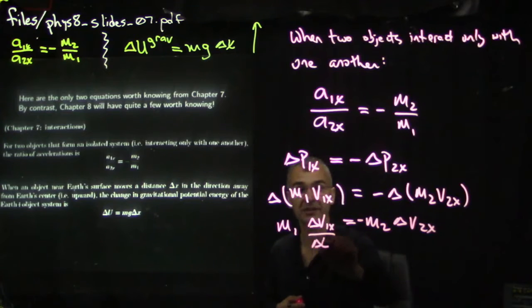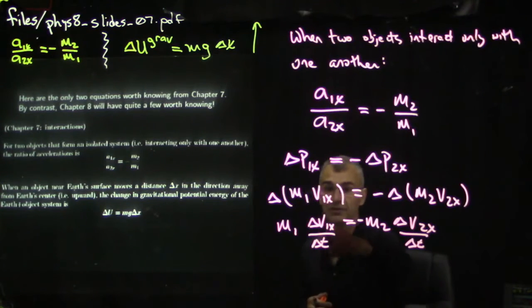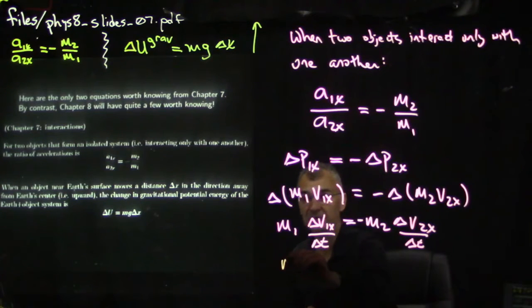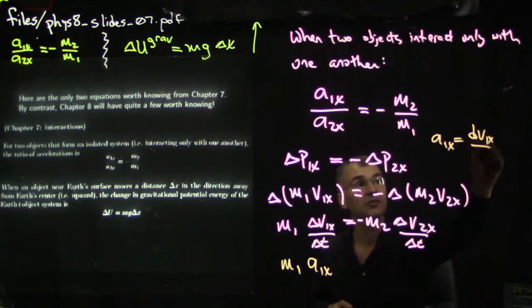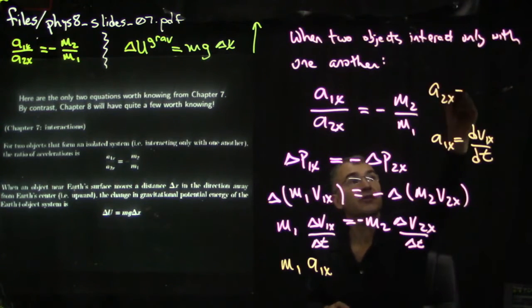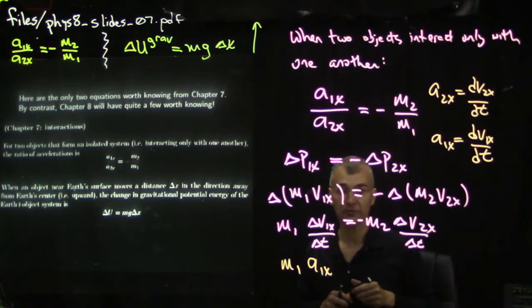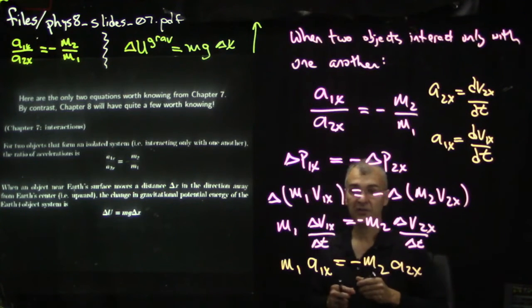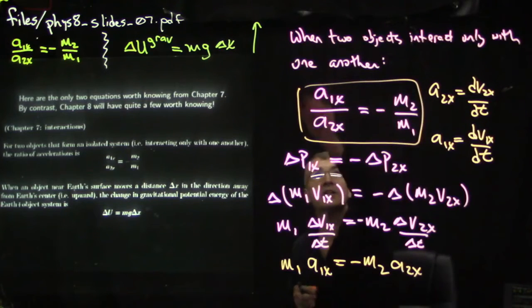We can divide by delta t if you want to do this in some little unit of time. If you take the limit that delta t becomes infinitesimal, then since a1x is dv1x by dt and a2x is dv2x by dt, we just let the deltas become d's as we go to the infinitesimal limit. So you have m1 a1x equals minus m2 a2x. Then you can say, aha, a1x over a2x is just minus m2 over m1. So that leads us directly to this key result.